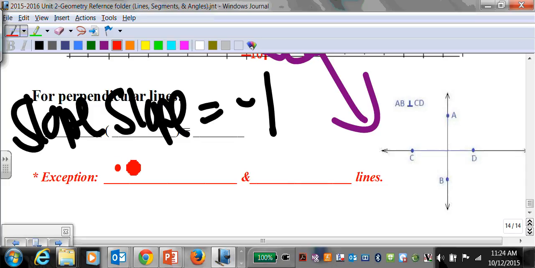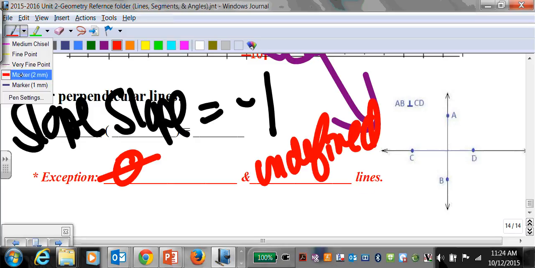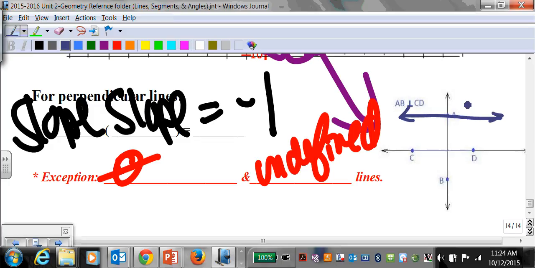Okay, so a zero slope line and an undefined line are still going to be at right angles. Let me show you what this usually looks like. Ready? I'd like you to draw this, and this line is y equals +5. That blue line, is that zero or undefined?